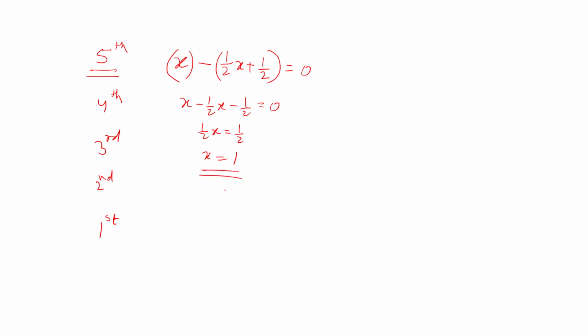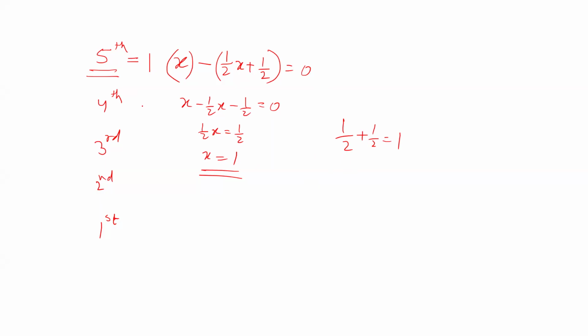Now let's see if it is possible. The number of apples was 1. So he gave half of 1 plus half, so he gave 1 apple. Out of 1 apple, he gave 1 apple and he has none of the apples left. So when the fifth customer visited the shopkeeper, he had 1 apple, and he gave 1 apple to that customer. So we have found the number of apples at the time when the fifth customer visited.